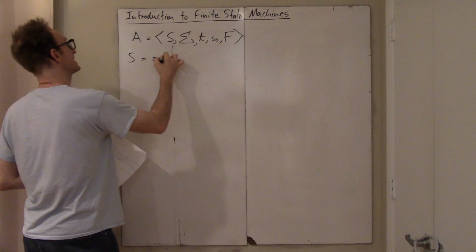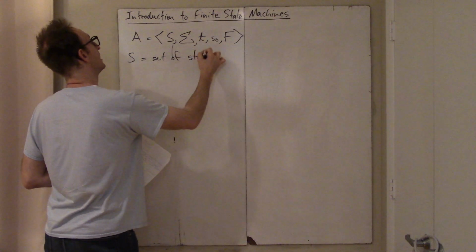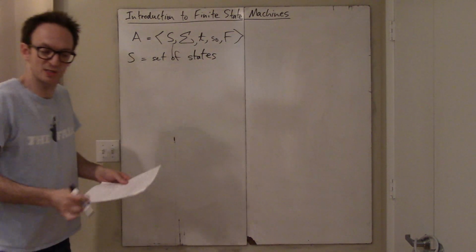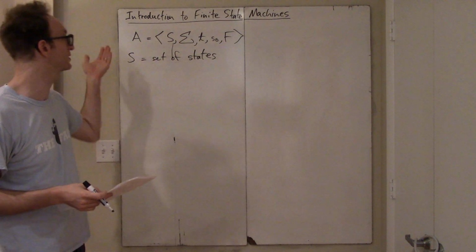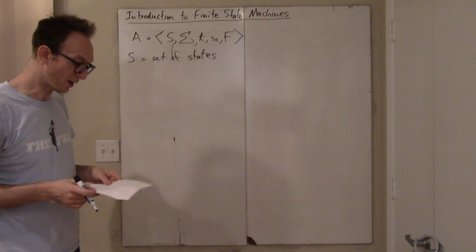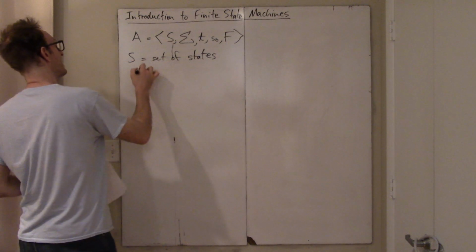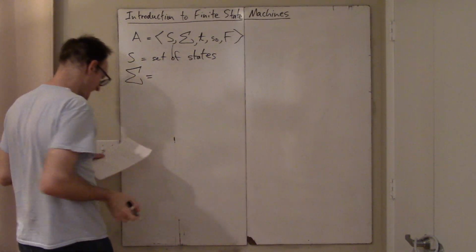What is S? Well, this is just a set of states. It's a finite state machine, so it's a finite number of states. You simply tell me what those states are, and you represent it as a set. Next, sigma is the alphabet.